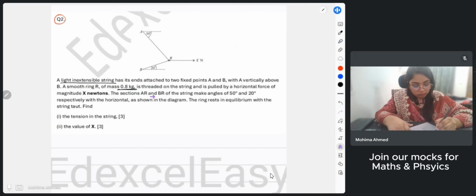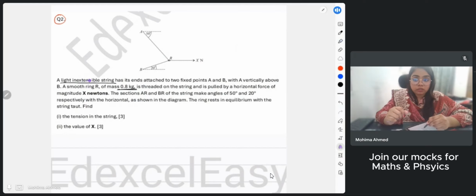The sections AR and BR of the string make angles of 50 and 20 degrees respectively with the horizontal, as shown in the diagram. The ring rests in equilibrium, which means that all the forces are balanced. There is no motion, there is no acceleration for the ring. With the string taut, find the tension in the strings and the value of x.